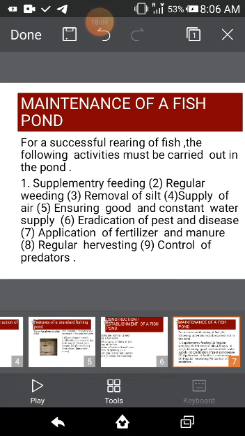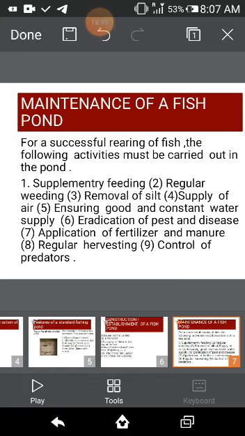Silt removal. Silt causes pollution, leads to dirtiness of the pond, and reduces migration of fishes, so it should be removed early enough from the pond. Air supply. In order for air to circulate freely, the pond should not be overstocked. Weeds should be removed. Manures and fertilizers should not be applied in excess.